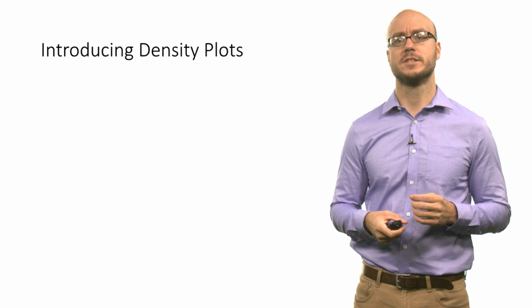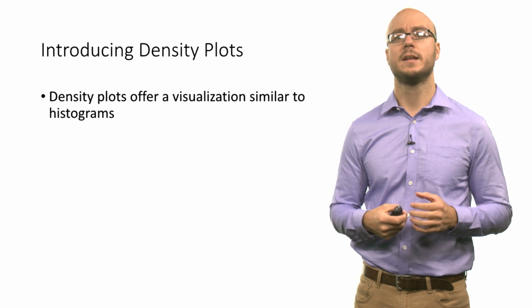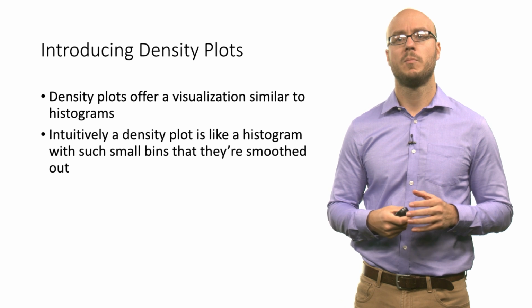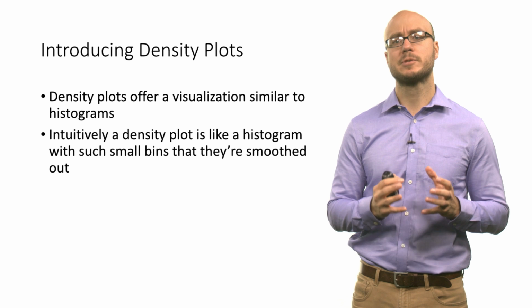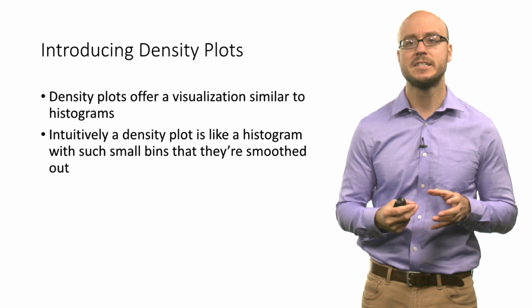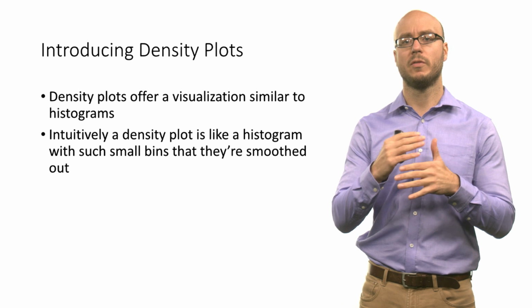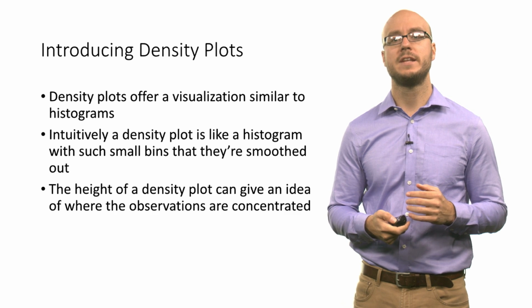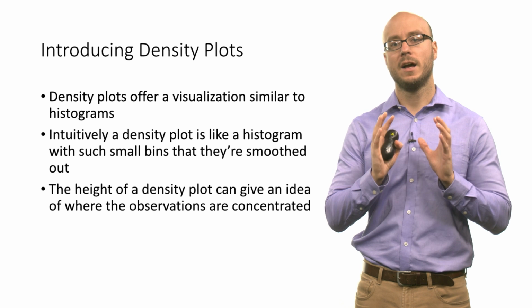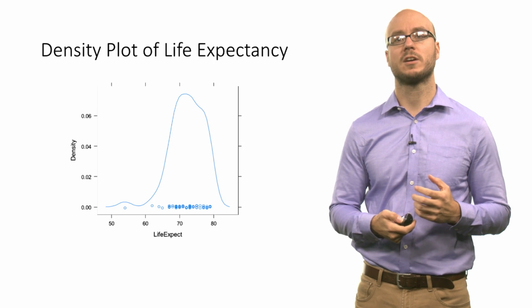An alternative to the histogram is something called a density plot. It is similar to a histogram, but it smooths out the number of bins. Conceptually, you can think of a density plot like a histogram with very, very small bins, so small that you just have a smooth line, a curve fit over the data points. The height of a density plot gives an idea of where the observations, the data points, are concentrated.